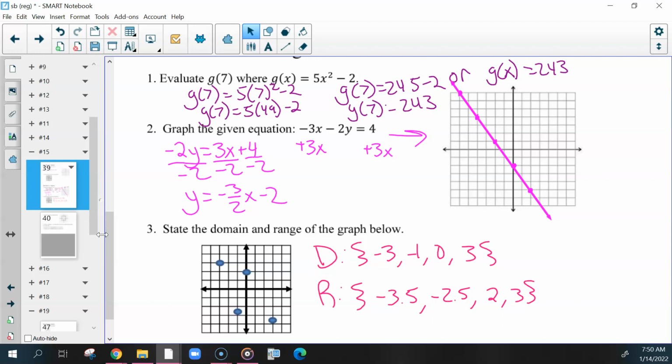And I'm going to walk through the answers for these. For number 1, you needed to evaluate g of 7, where g of x equals 5x squared minus 2. So you would put 7 in for x. I put 7 in for x, figured out what 7 squared was, and then multiplied and then subtracted. So your answer would be g of 7 equals 243.